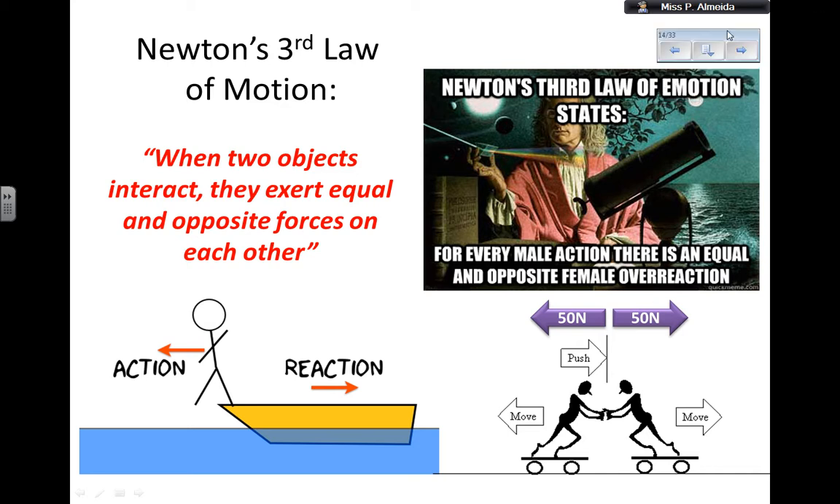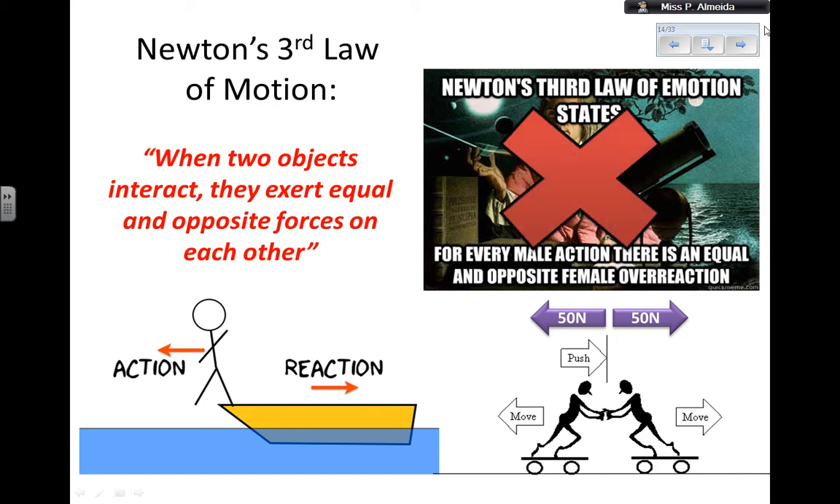If you remember from some videos ago, and probably in another playlist, I have a lesson just on Newton's laws of motion. And Newton's third law of motion says that when two objects interact, they exert equal and opposite forces on each other. So it's the law of action-reaction. And I have some examples in there.